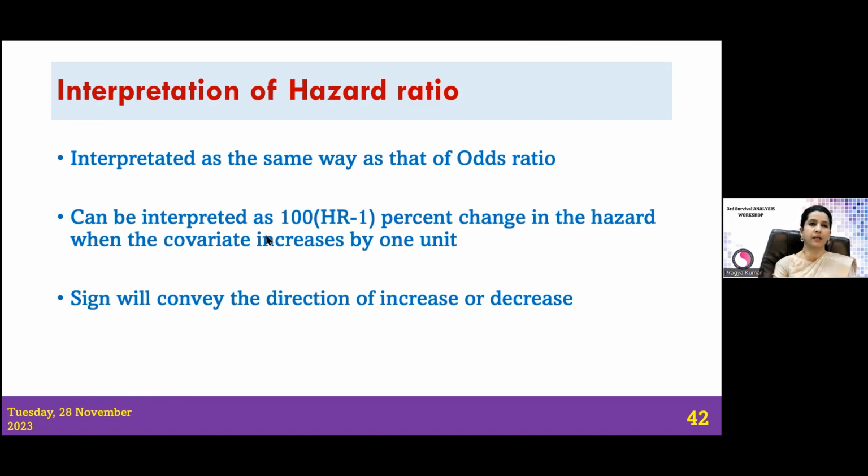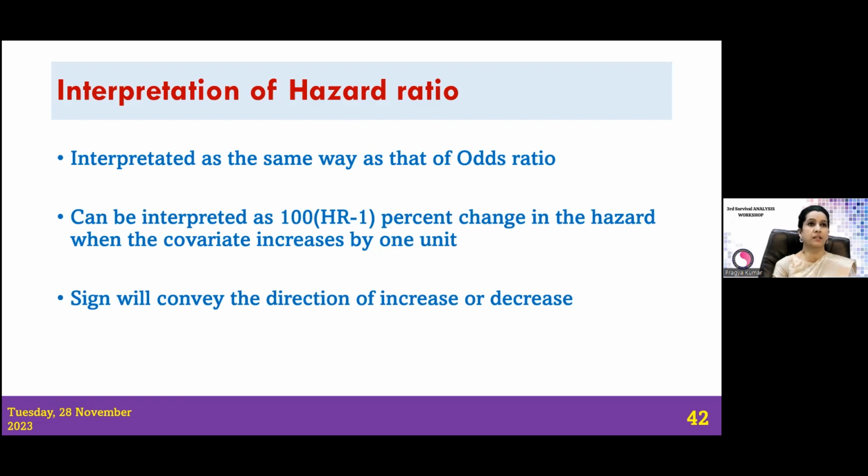It can be interpreted as 100 times, and in the bracket, the hazard ratio minus 1. That is the percentage change in the hazard when the covariate increases by 1 unit. And the sign will convey the direction of increase or decrease. We'll see that with one example. I will again explain, because this interpretation of hazard ratio is very important.